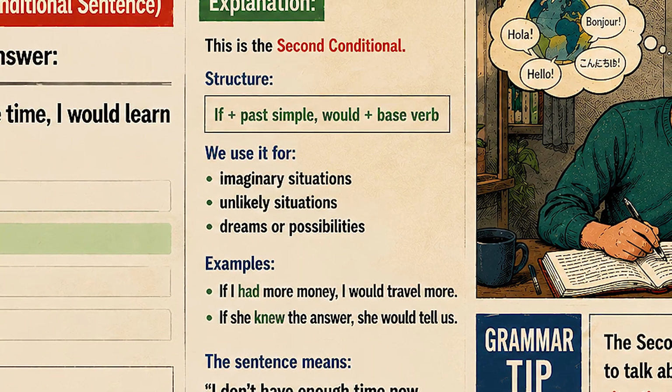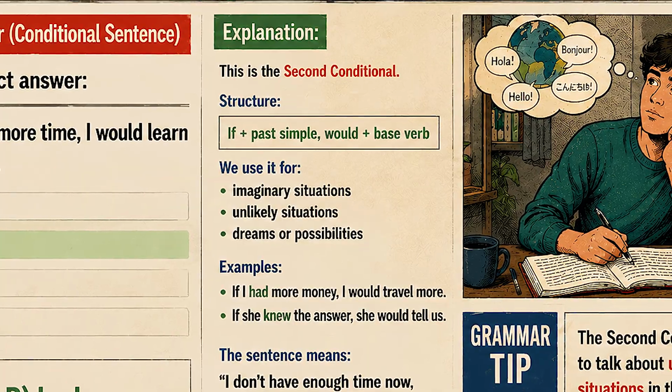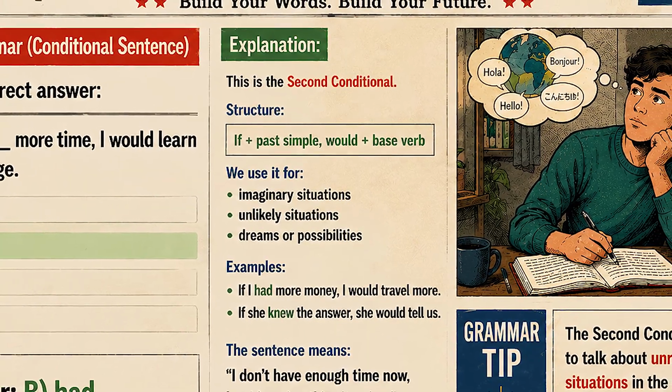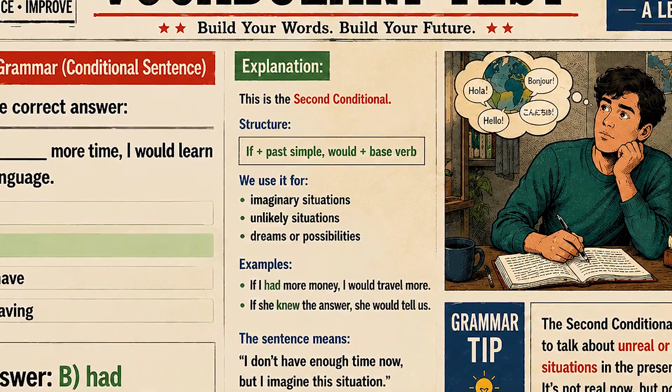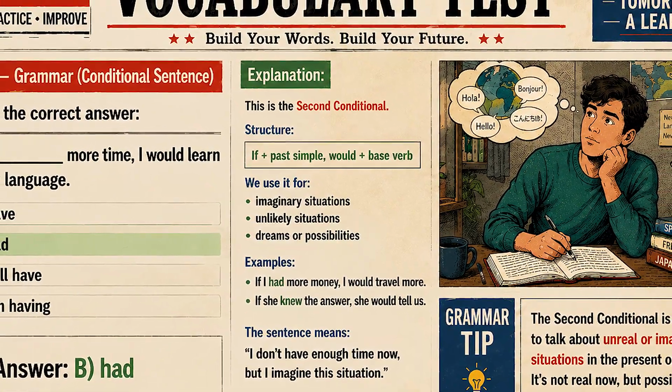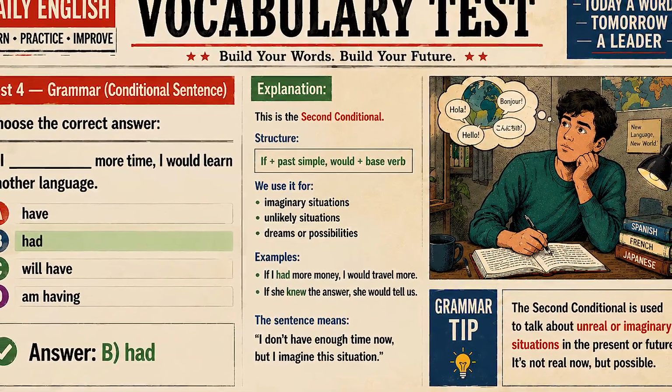If I had more money, I would travel more. This does not mean I had more money in the past. It means right now I don't have enough money, but I'm imagining this situation. So when you want to talk about an imaginary situation, you can use the second conditional.